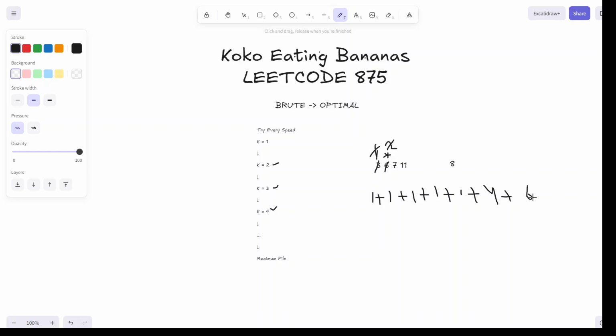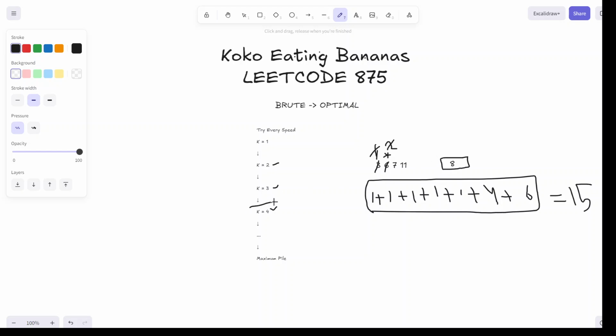So these are the number of total hours, but these are not satisfying the condition because we need to complete it in 8 hours. So the total will be 10 plus 1 is 11, plus 1 is 12, and plus 3 is 15. So 15 hours will be taken if we take 2 bananas per hour, but our question requires 8 hours.